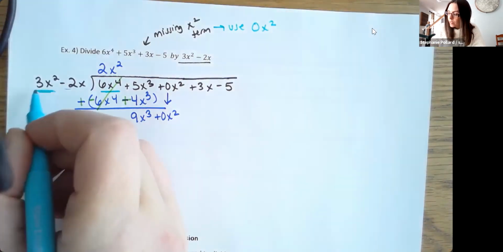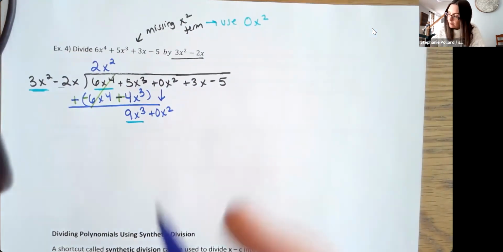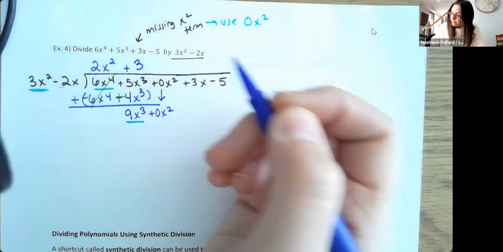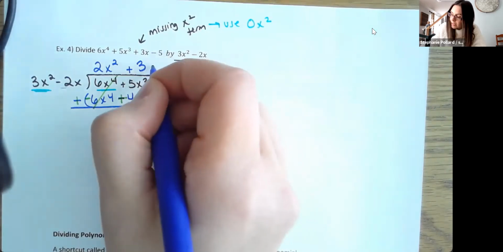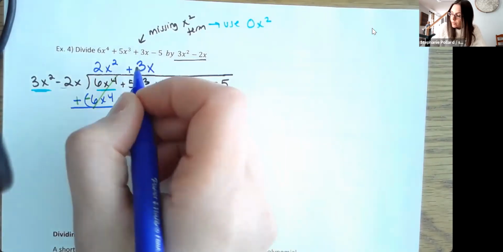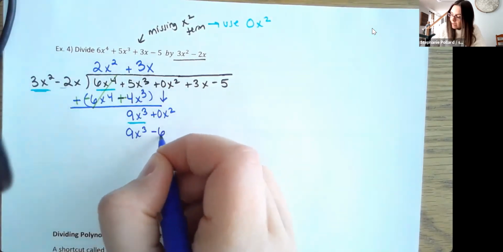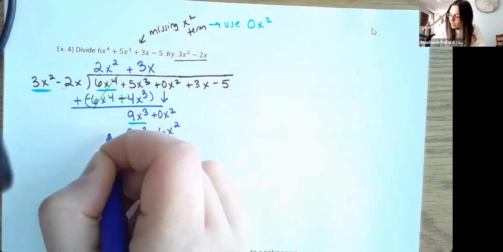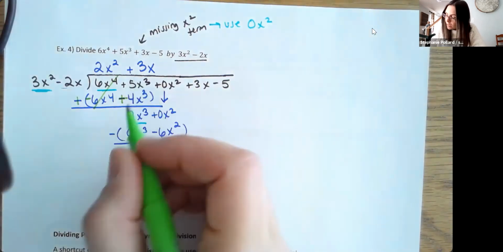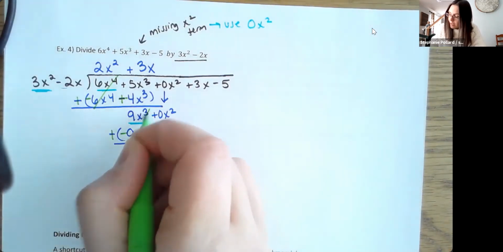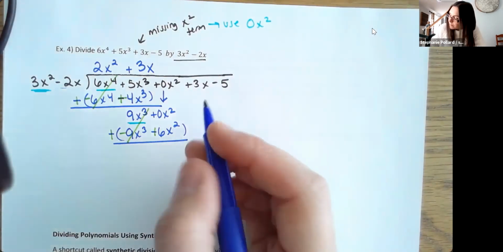So now you're comparing 3x squared with the 9x cubed. So 3 times 3 would be 9. And then let's see, I have x squared to x cubed, so I'm missing an x term. When I multiply this through, I have 9x cubed. And then 3 times 2 is negative 6. X times x is x squared. So you can kind of just see why I brought the next term down and left it as a 0. It just helps me stay more organized. And then I have a positive 6x squared.